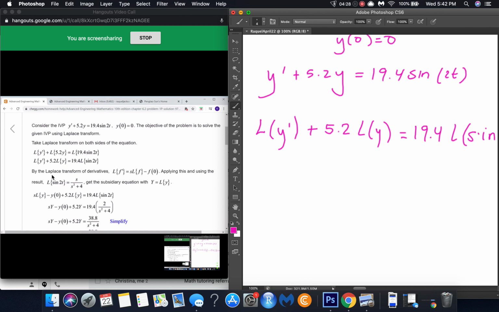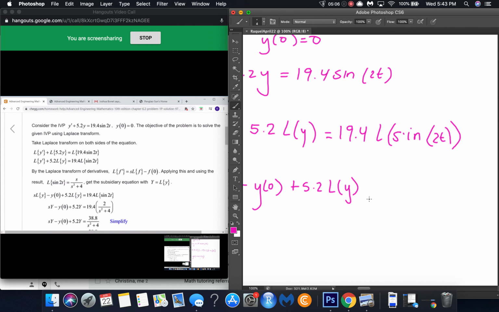Okay. Now, the Laplace transform of y prime, as it says here, is s L of f minus f(0). So it's going to be s L of y minus y(0). That's just for y prime, s being the new variable. And then plus 5.2 L of y, which they define L of y to be just capital Y.